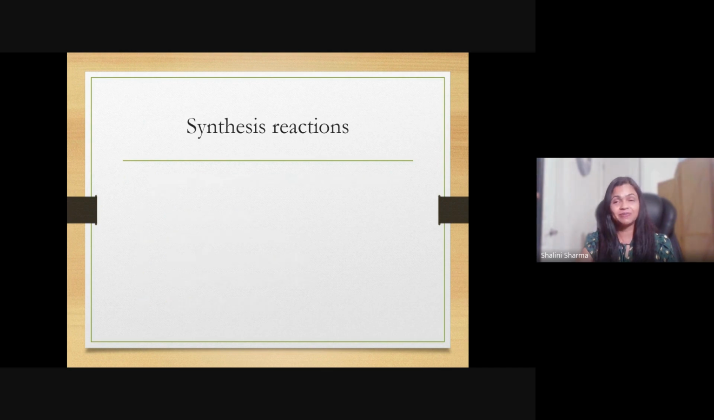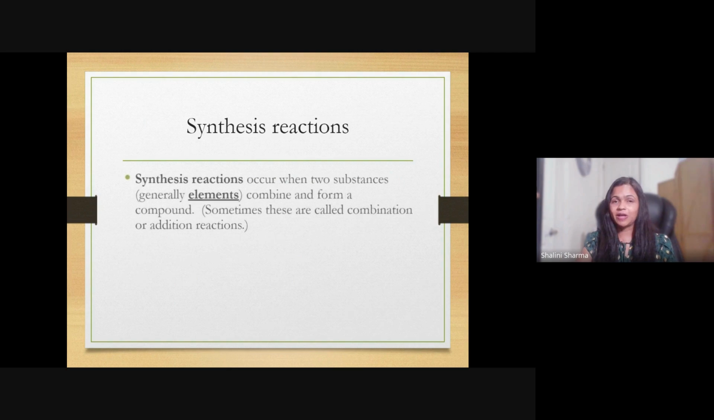Now let's dive deeper and learn about each type of chemical reaction. Let's see what happens in synthesis reaction. Synthesis reaction occurs when 2 elements combine to form a compound. Let's look at the general form of reaction. Remember that synthesis reaction is also called combination reaction.